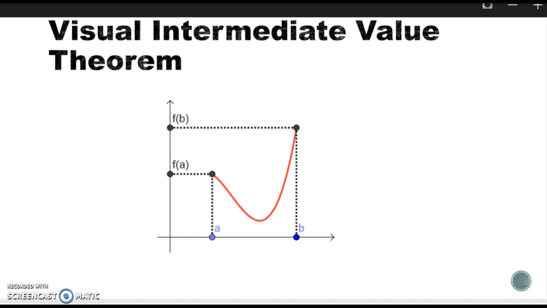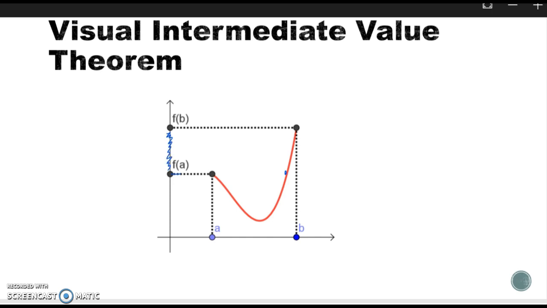Okay, so here's a function that's continuous on the interval from a to b, and it's got this value at f of a, it's got this value at f of b, and it takes on every single y-coordinate between f of a and f of b. And you can see that it does, because this piece of the graph does take on all of the values from f of a to f of b. It takes on more than just those values, but the theorem just guarantees that your function will take on all of the values from f of a to f of b.